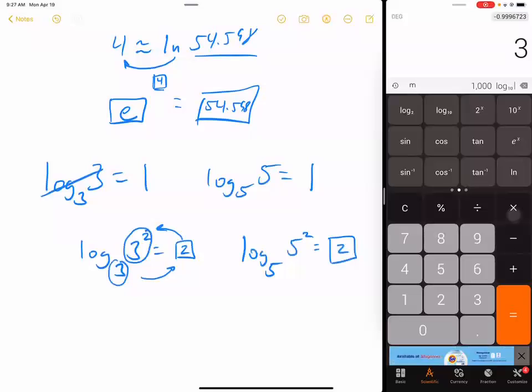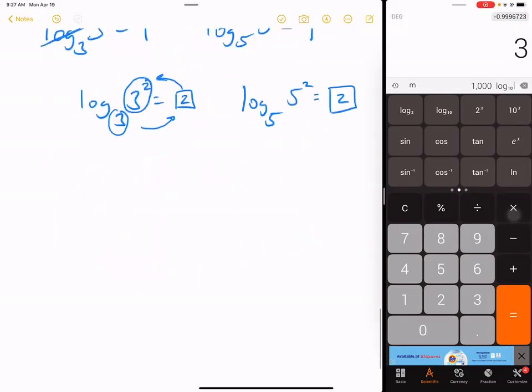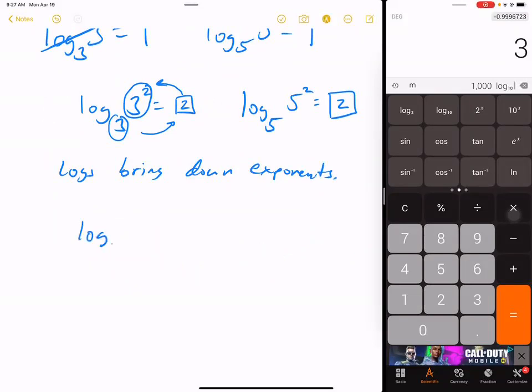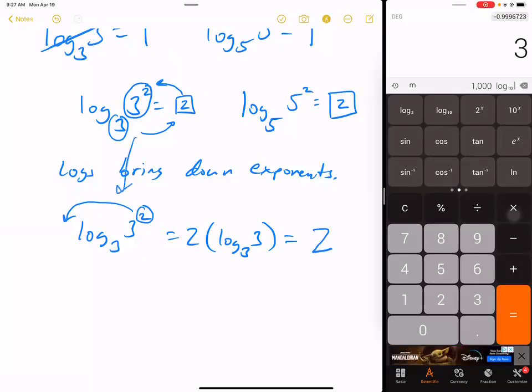One thing we want to know is that logs solve for exponents, but if the exponent's already there with the same base, here is a trick. So we're going to show this rule: logs bring down exponents. And what I mean by that is if I write log base 3 of 3 squared, this is what happens to the 2. The 2 gets moved to the front no matter what, and we're left with 2 times log base 3 of 3. Folks, what do we say log base 3 of 3 is? 1. So 2 times 1 is 2, and this is our answer here. Same answer.